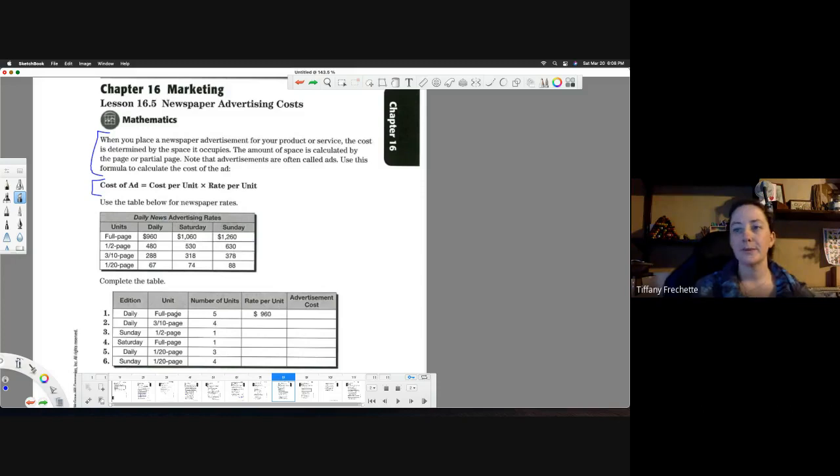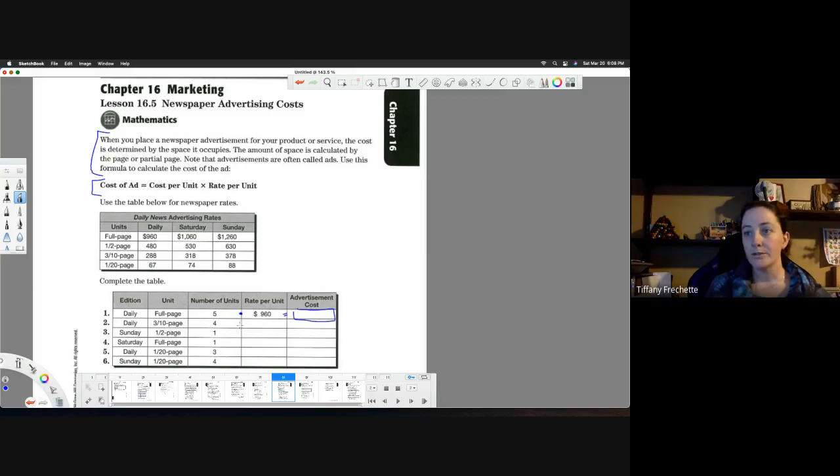All right, so complete the table here. We're just going to look at maybe the first two, and then I'm going to let you do the rest. The first bit here says daily, full page, 5 units, $960. They filled this one in for you, but it's the only one in this column they filled in. So if we go daily, we're looking at this column. Full page, we're looking at this row. We're just looking at where they crisscross. They crisscrossed at 960. They filled that in for us, which was nice of them. And then number of units: we're simply going to multiply our number of units, and that'll tell us our advertising cost here.